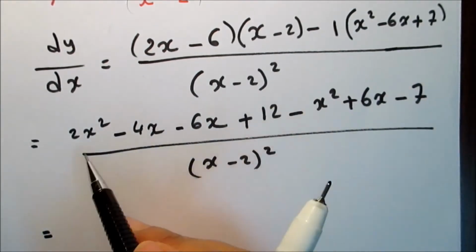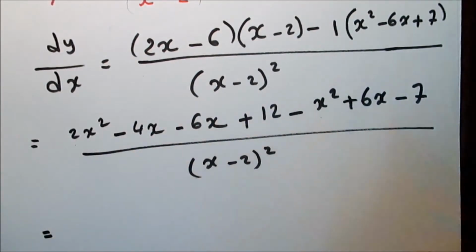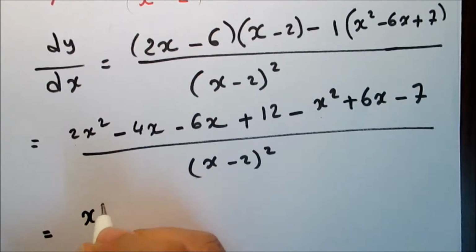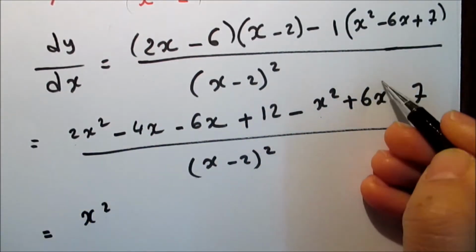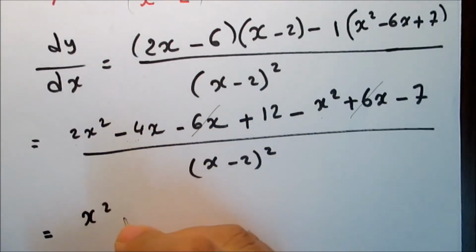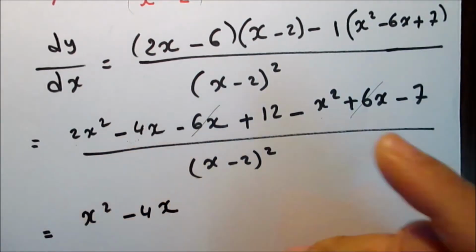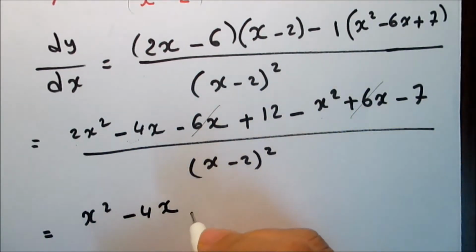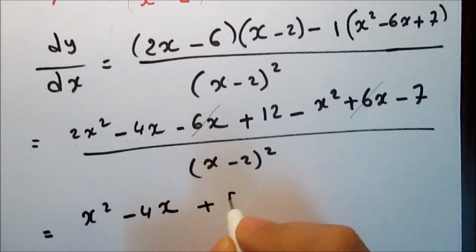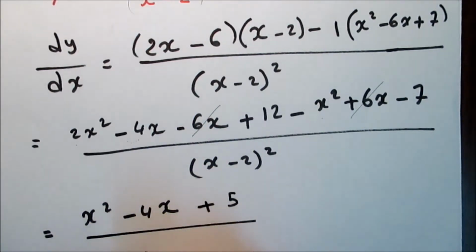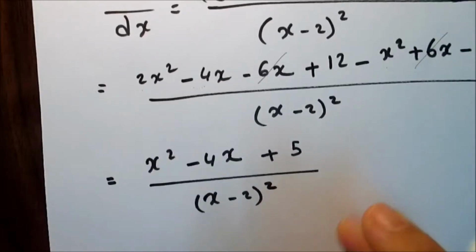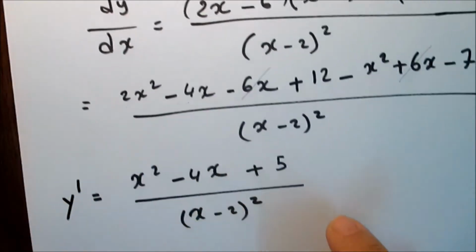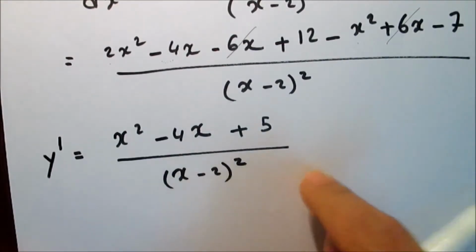Simplify by combining like terms. 2x squared minus x squared to be x squared. 6x minus 6x cancel each other. Minus 4x. 12 minus 7 to be 5. So plus 5. And down it's x minus 2 all squared. So this is y' or the first derivative of the given function.